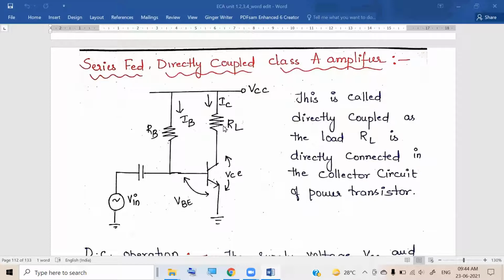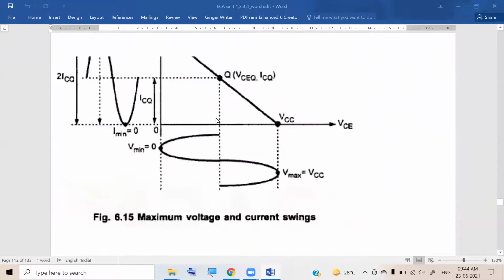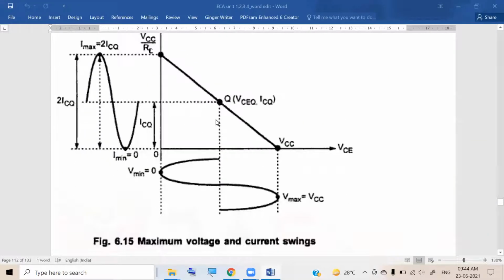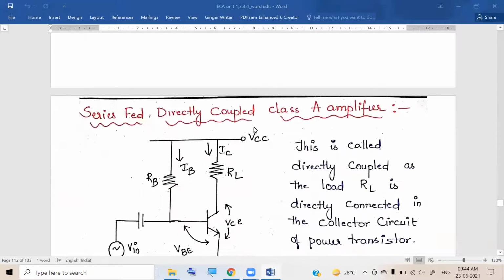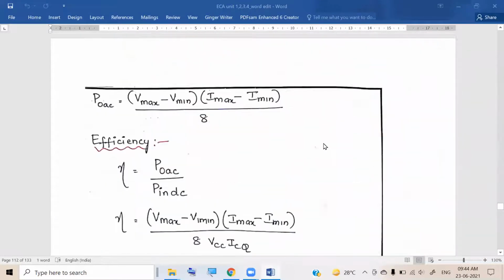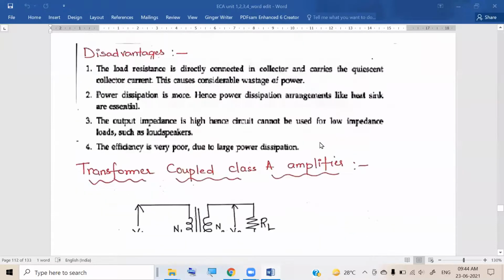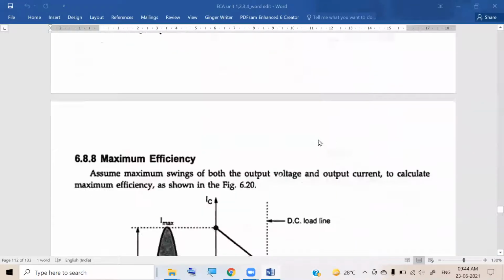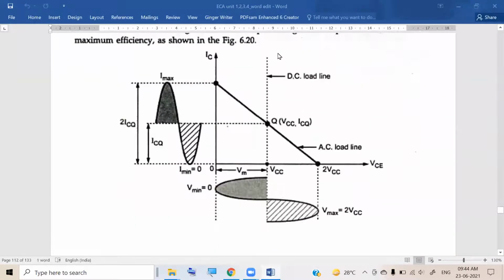So that is the reason both AC and DC load lines are the same for this particular amplifier, which is the series fed direct coupled class A amplifier, whereas for the transformer coupled class A amplifier, the two load lines are different. So this is the DC load line and this is the AC load line, right?